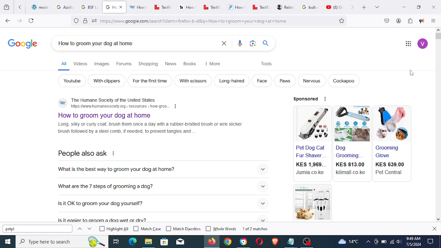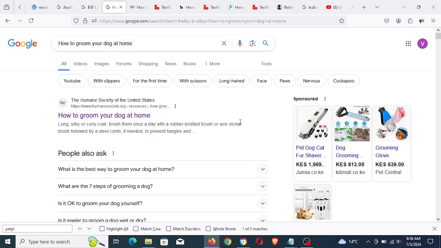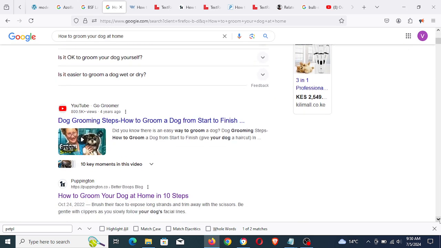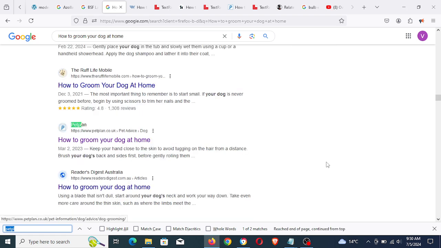I'll just give an example of a target keyword, how to groom your dog at home. I'll pick the first top ranking article, and then the second top ranking article, and I'll go down to pick an article at around rank 50 or something like that, the 58th rank article, just to show the difference.